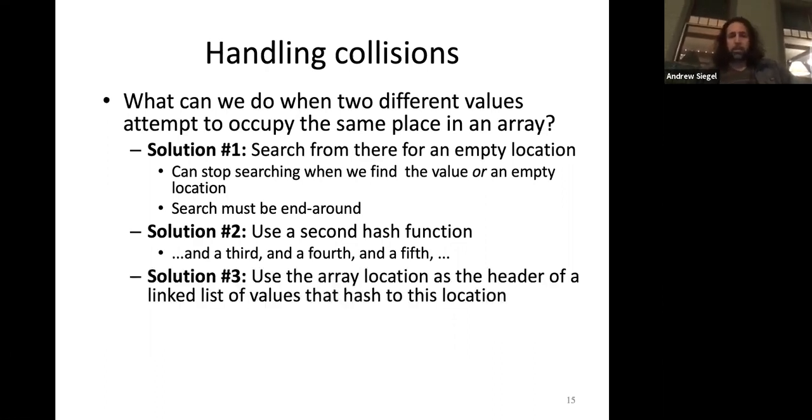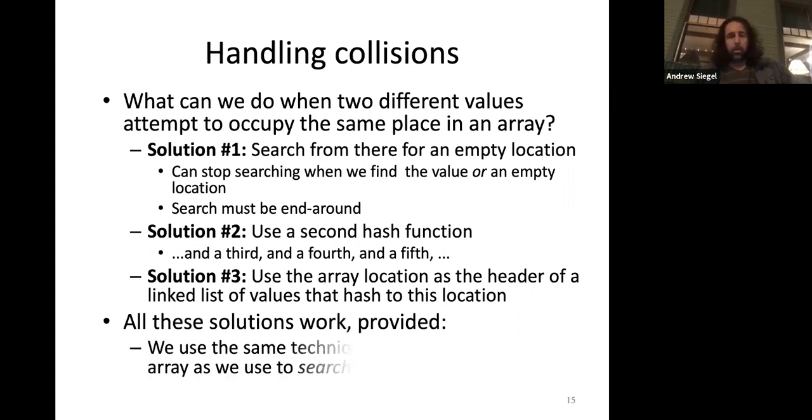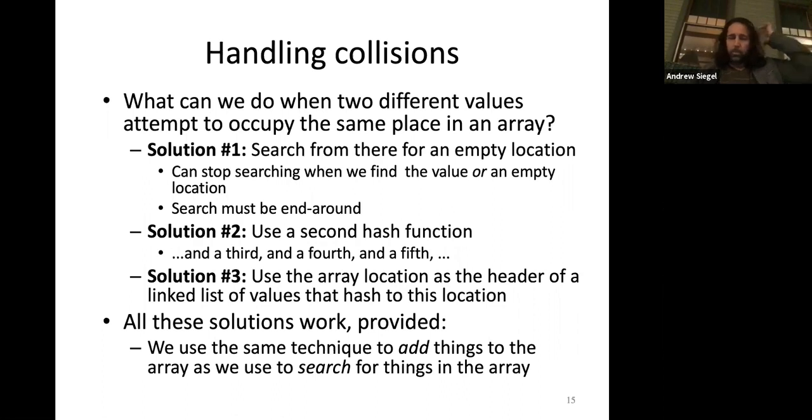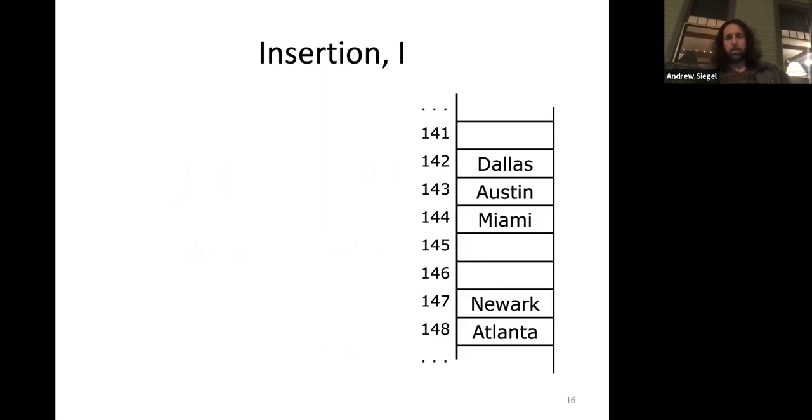And the third possibility is the one I mentioned. It's called a chained hash table, which is to use the array location as the header of a linked list of values that hash to that location. Okay. And they all work provided that we use the same technique to add things to the array as we use to look things up in the array. There will be some limitations on the probing, the so-called open hash table, which is solution number one. But I strongly recommend just doing number three, but it's good to see what's out there. And there is some diversity in the things people use, so it's important to be aware of them.